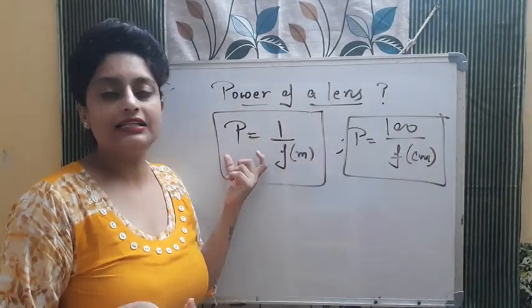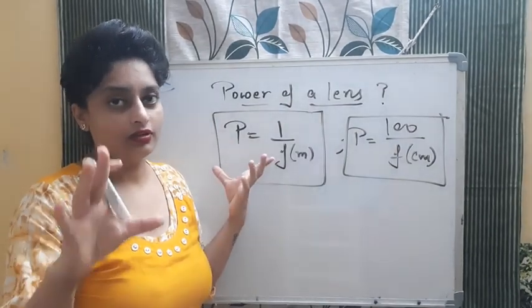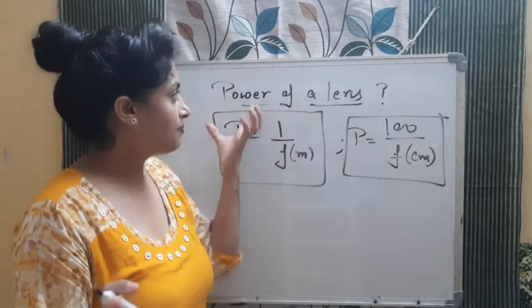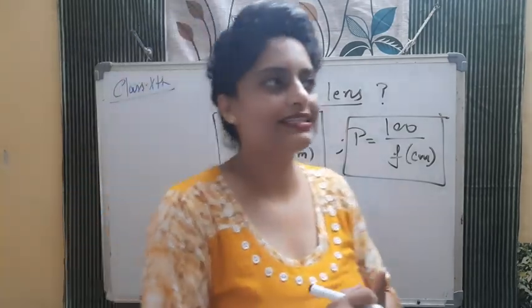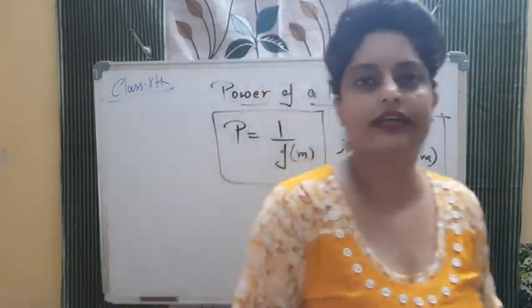Power of any lens is the reciprocal of the focal length of the given lens. Okay? Or if you want to define power otherwise, simply it is the ability of the lens to converge or diverge the image formation.